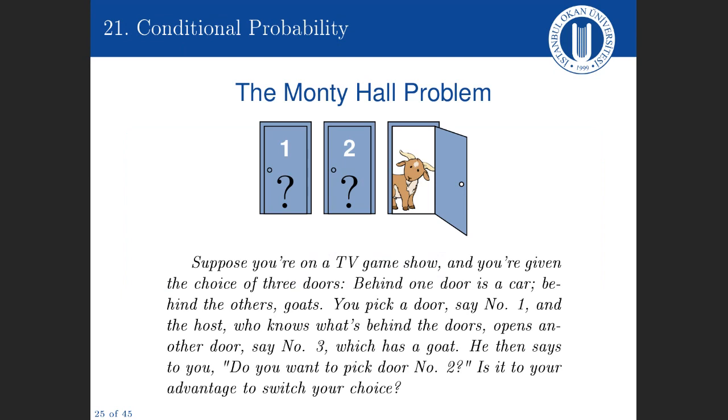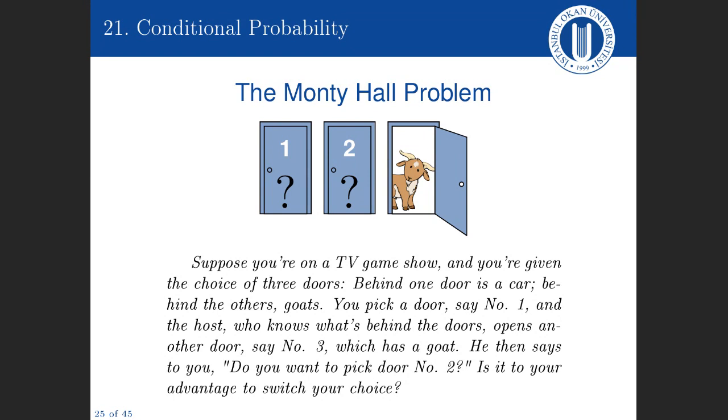My next example is the Monty Hall problem. Suppose you're on a TV game show and you're given the choice of three doors. Behind one of the doors is a car, and behind the other two are goats. You want to open the door and win the car. So you pick a door. Let's suppose you choose door number one. And then the host, who knows where the car is, opens another door. Let's say he opens door number three, and he shows you that there's a goat behind door number three.